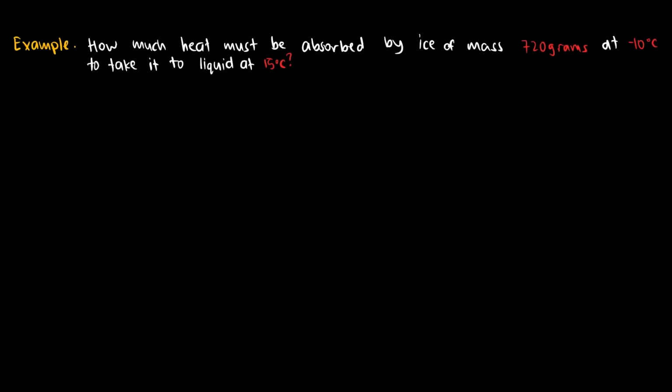Problem is this: how much heat must be absorbed by ice of mass 720 grams at negative 10 degrees Celsius to take it to liquid at 15 degrees Celsius? So, we'll draw the same graph as earlier. Please excuse my drawing.